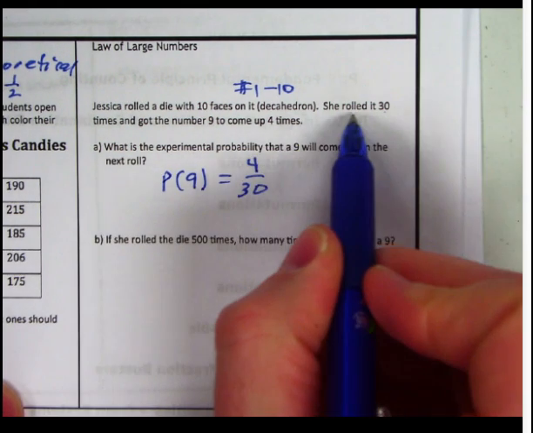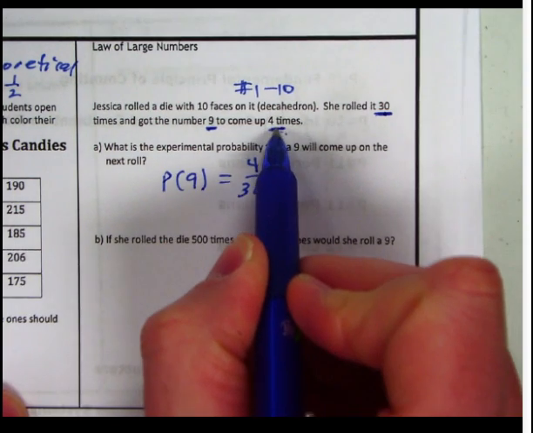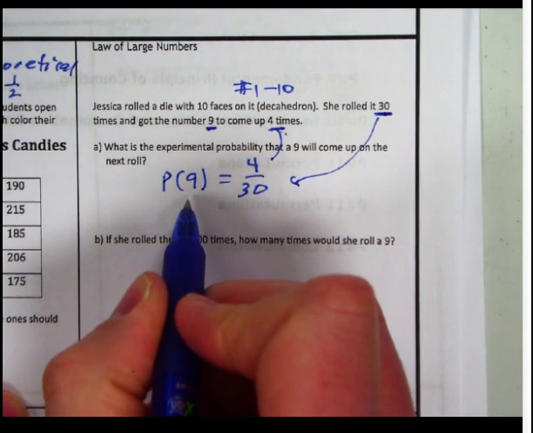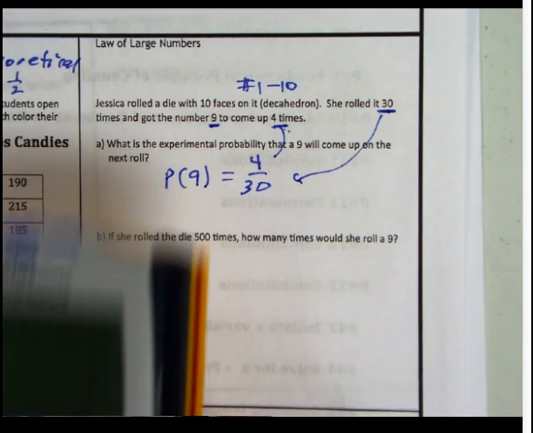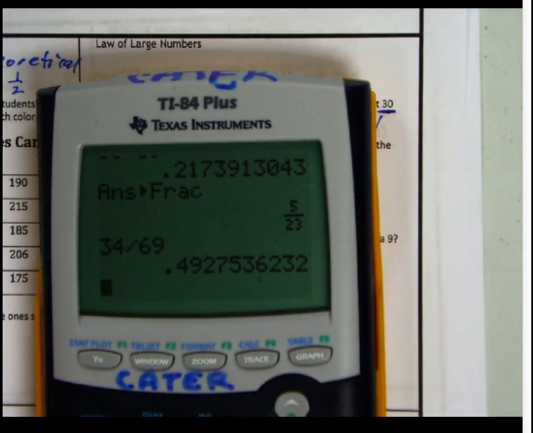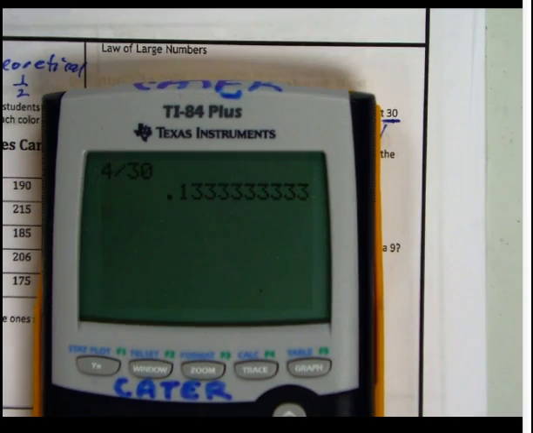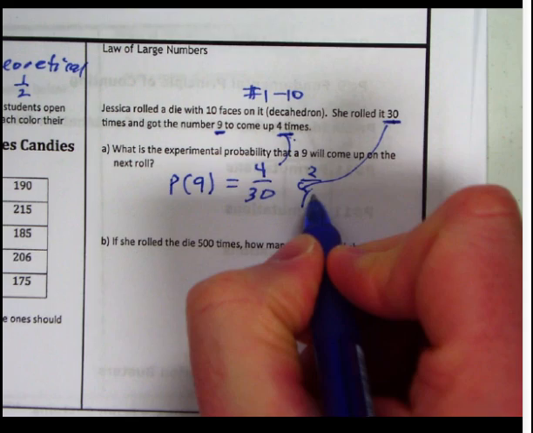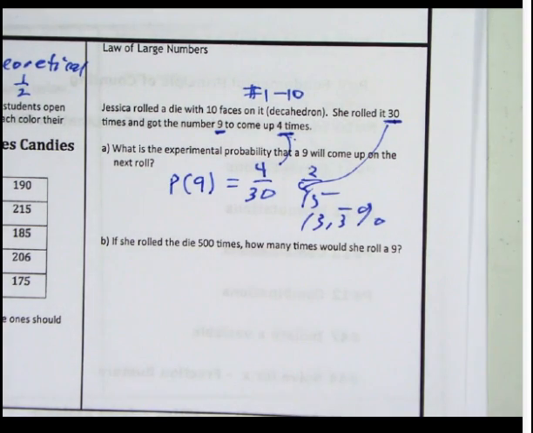For her, she's been rolling 30 times. That's her total. The number 9 came up 4 times. So 4 out of the 30 rolls were her number 9 that came up. Now, that does not mean that that's always going to be the percent chance of rolling a 9. Just because she did that doesn't mean it's always true. Because if I do 4 divided by 30, I get 13.3%. Or if I math frac that, that's the fraction 2/15. So she ended up with 2/15 or 13.3 repeating percent. That does not mean it's always going to be that.